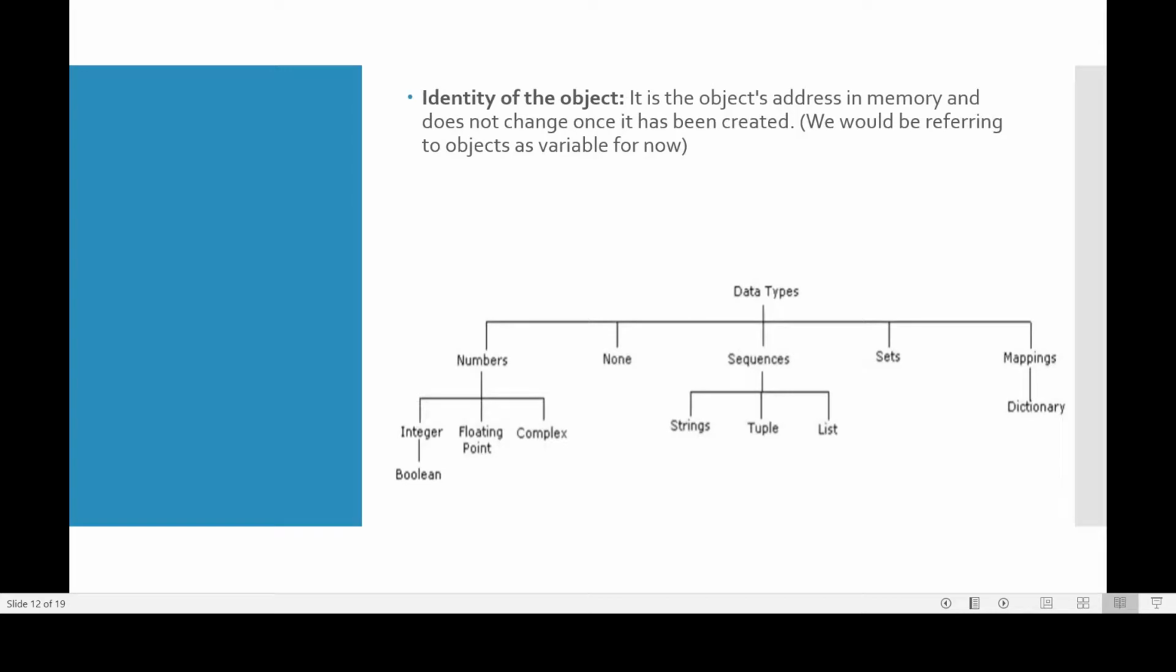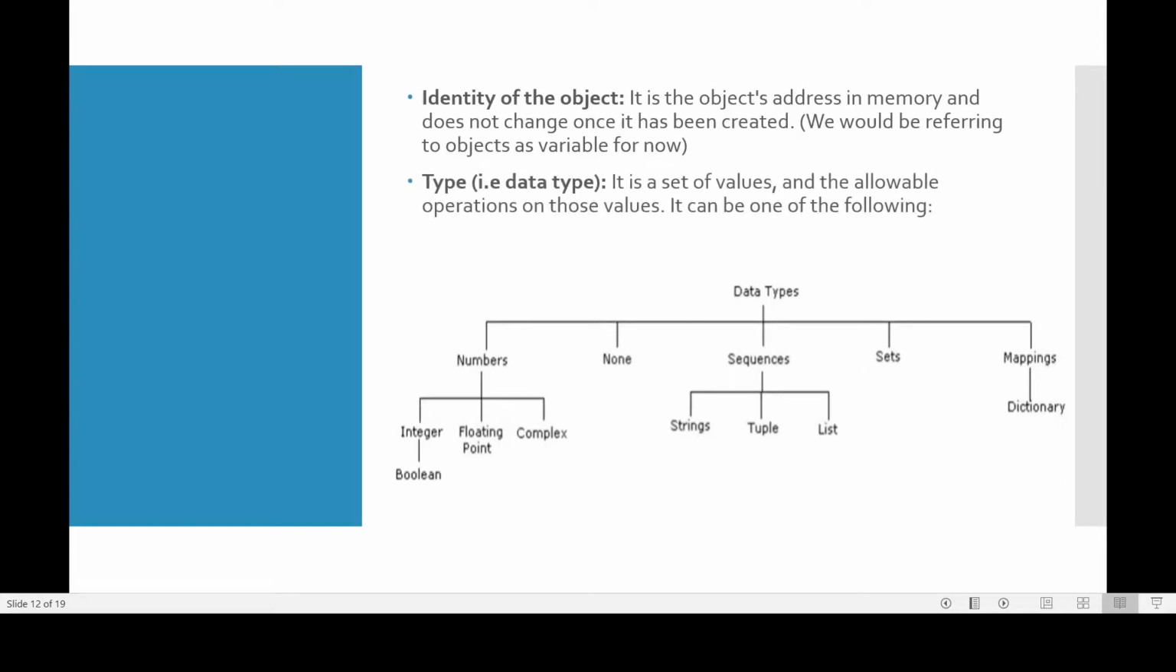Identity of the object. It is the object's address in the memory that does not change once it has been created. That is how we refer to the object. That is the name of the variable, that is x, y and sum for our program. Next is the type. It is a set of values and the allowable operations that can be done on them. These are some values for the data types.